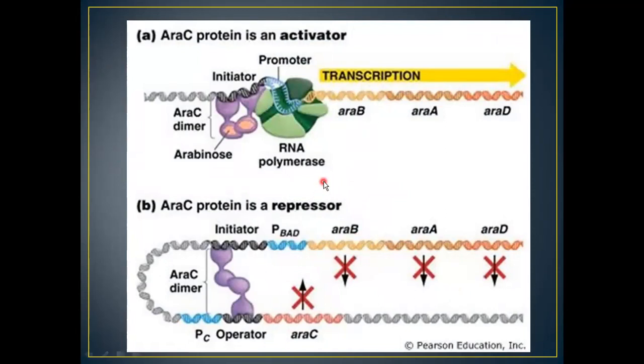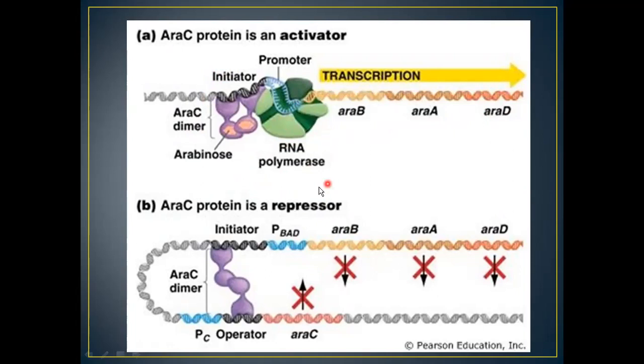In this diagram, we can understand how ARA protein is acting as an activator as well as the repressor. ARA-C encodes an activator protein that, when bound to arabinose, activates transcription of the ARA operon, perhaps by helping RNA polymerase bind to the promoter located in the ARA-I region.